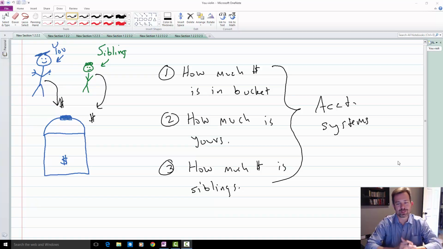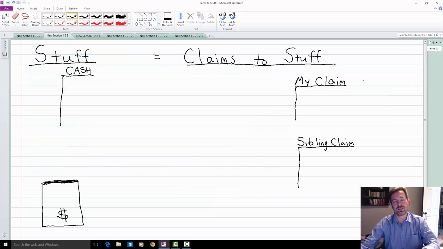Alright, so we have our example set up. We're going to create a simple accounting system to keep track of the bucket of money that you and your sibling have put in front of the door. Now, here's our accounting system.